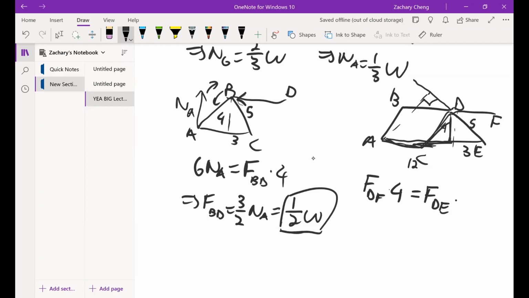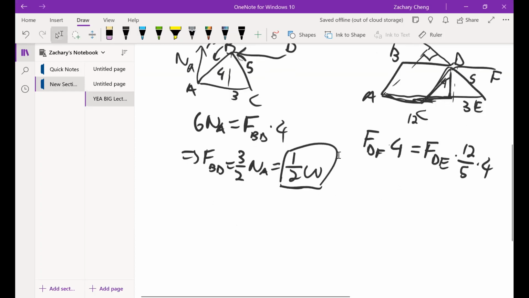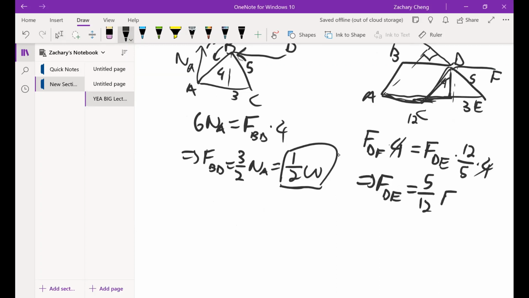So this should be 12/5 times 4. Now we can figure out the FDE in terms of FDF. So FDE is just equal to 5/12 times FDF. Okay, now we still need to write FDE in terms of W.